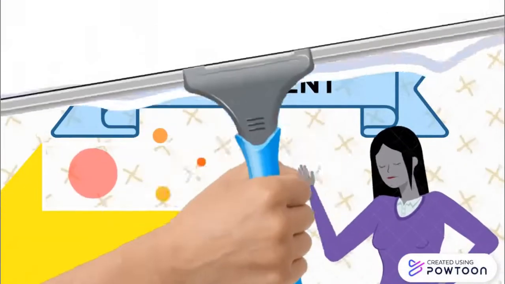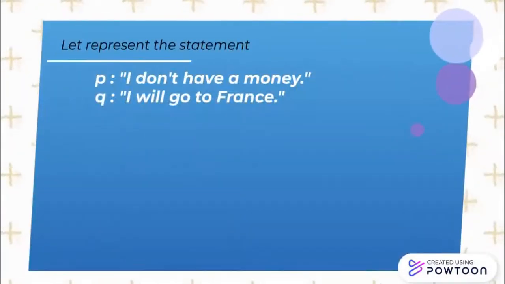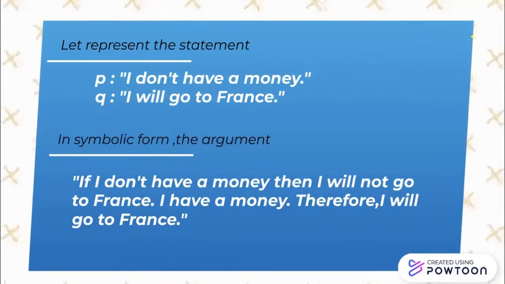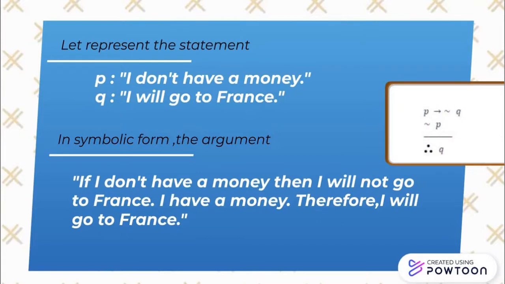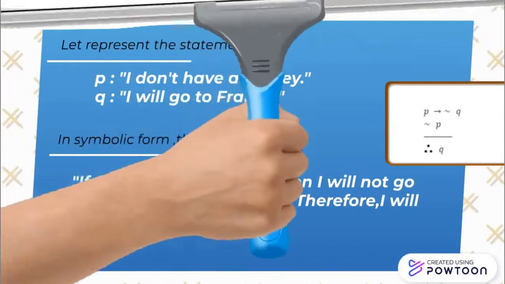Jane's argument. Let P represent, I don't have money, and Q represent, I will go to France. In symbolic form, the argument, if I don't have money, then I will not go to France. I have money, therefore I will go to France. In symbolic form, P implies not Q. That's our first premise, and our second premise is not P. And our conclusion is Q.